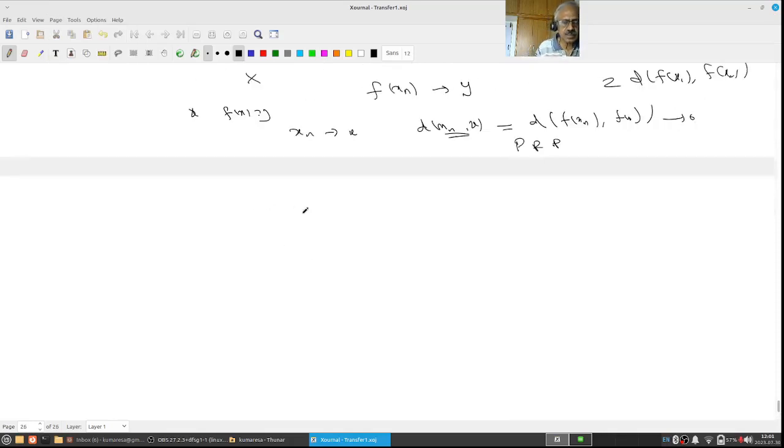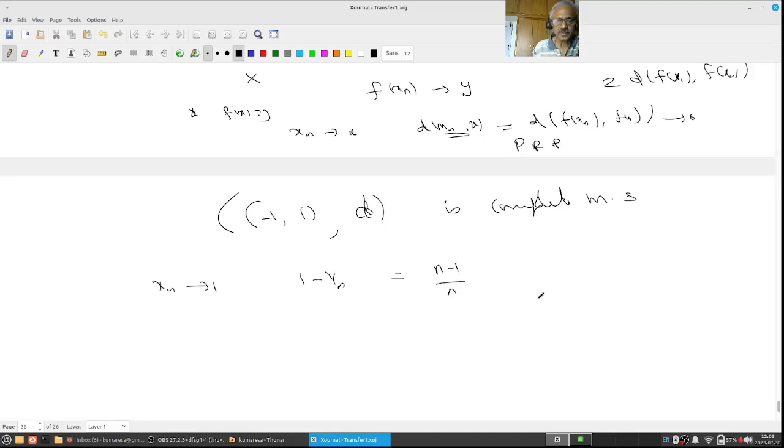Okay, therefore (-1, 1) with this new metric is a complete metric space. You may wonder, let us look at a sequence xn which converges to 1. For example, 1 minus 1 by n, which is (n minus 1) by n. So this converges to 1 in the usual metric.